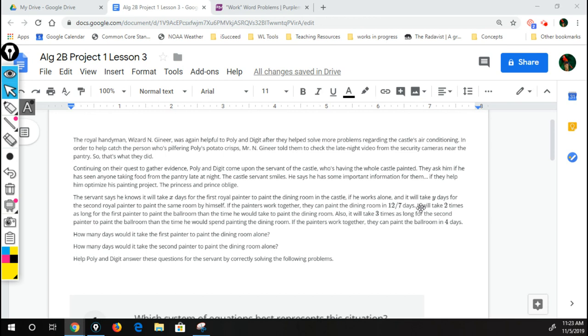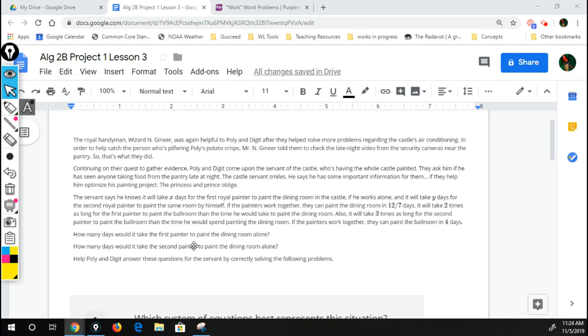And then in this next sentence here, it says it will take 2 times as long for the first painter to paint the ballroom. Okay, now we have a whole other room of the castle being painted, and it's taking twice as long for that first painter, and it's taking the second painter 3 times as long to paint the ballroom. So a lot of different things going on. We have 2 different rooms, ballroom and the dining room, and we have 2 different painters.